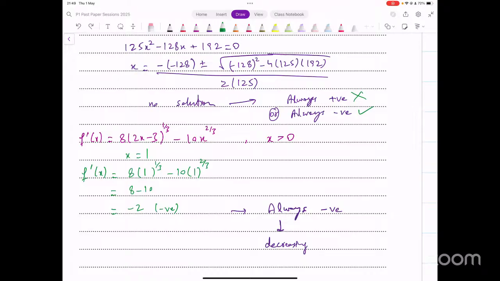So we still get a negative answer. So for any value of x, that means we would always get a negative answer. So it's always decreasing, and that's your solution. Is that okay?